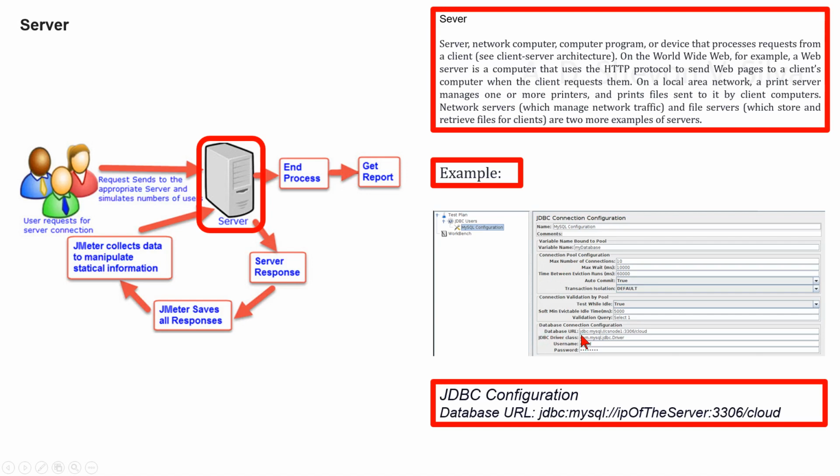Here you can see a database URL: jdbc:mysql:// here. This can be the IP of the server, and then here :3306 follows, then /cloud, and the JDBC driver class com.mysql.jdbc.Driver, username and password. The username of the database, and the password for the username.